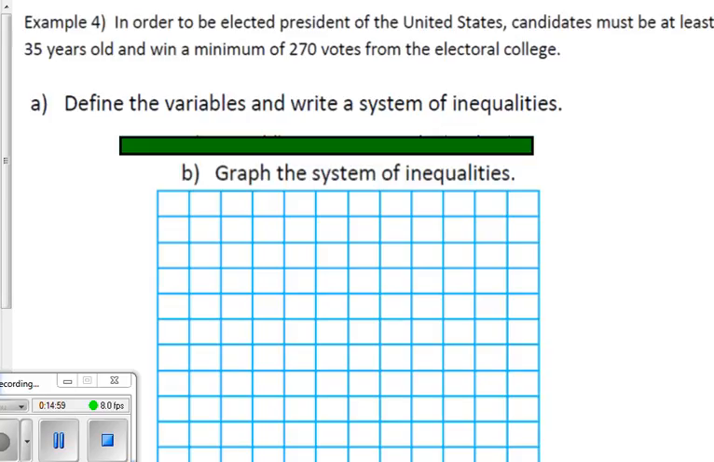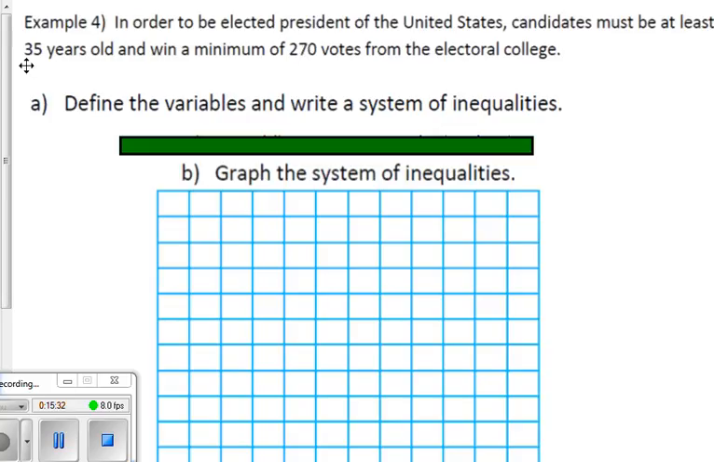All right, let's look at an example of a problem we might come up against using these systems of inequalities. Example 4 says, in order to be elected President of the United States, candidates must be at least 35 years old and win a minimum of 270 votes from the Electoral College.